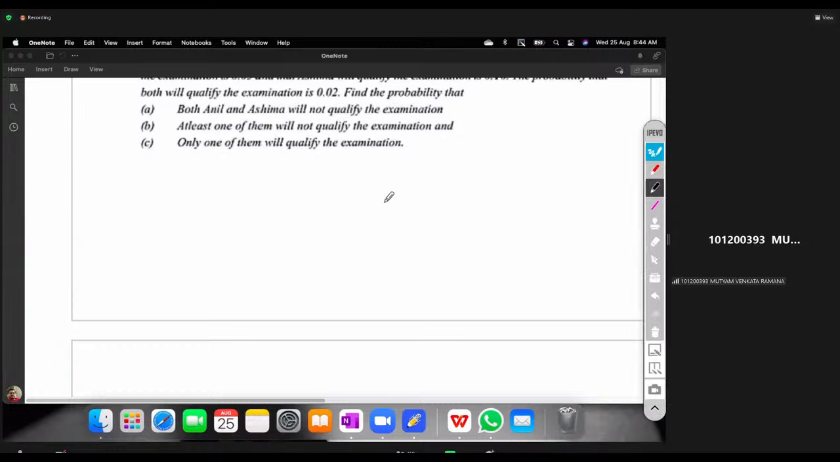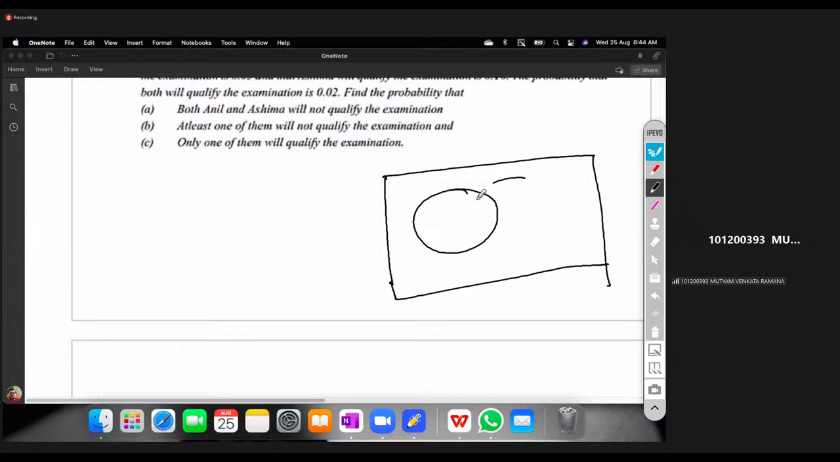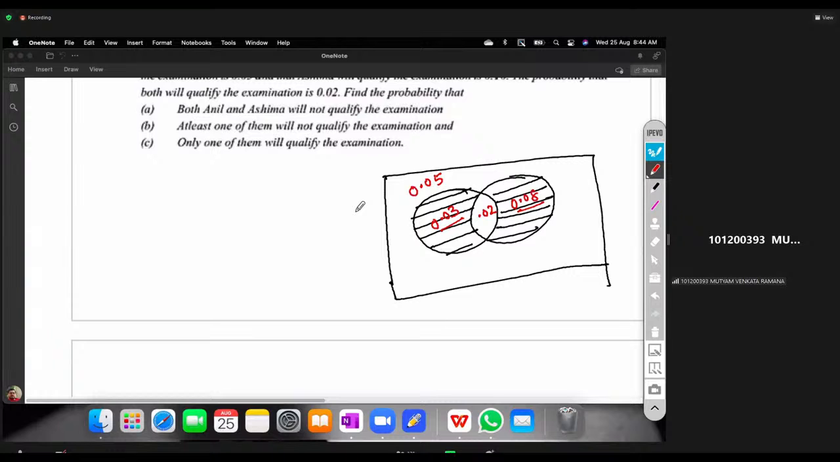Only one of them qualified. Either this portion or this portion. So this is 0.2. This is totally 0.5. So what is this point? 0.3. This is 0.1. So this is 0.8. So this and this will be the answer.